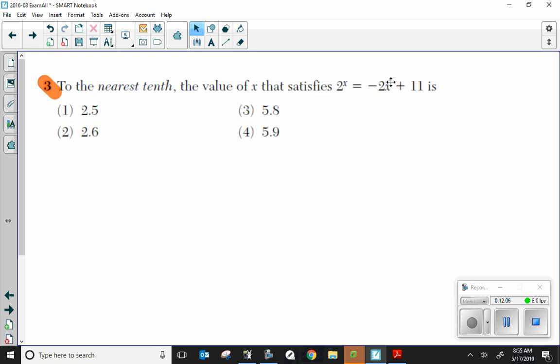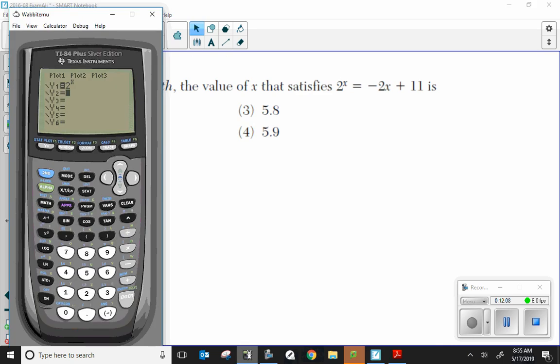I'm going to put negative 2x. Don't put minus 2x. It's a negative, plus 11. All right. And if I graph this, there we go. There's 2 to the x. And there's negative 2x plus 11 the other way right there. Now, I know for a fact my answer is where they intersect here.